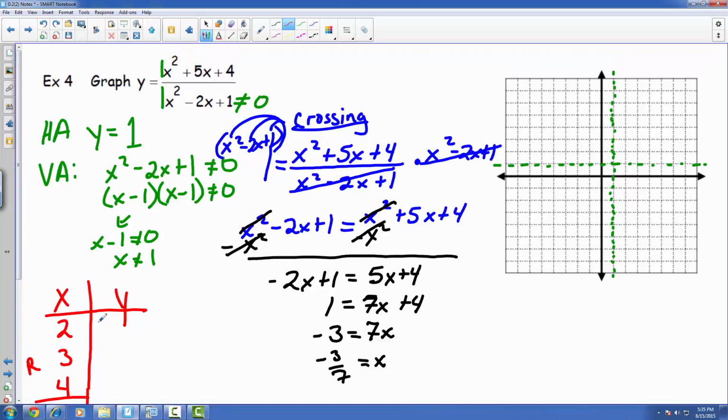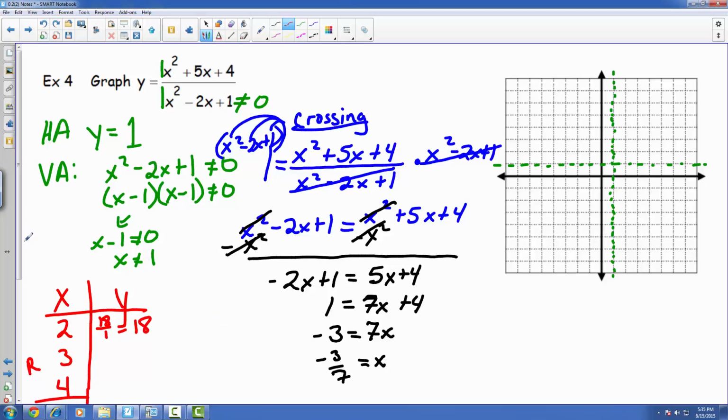we just end up with 2 squared is 4, plus 5 times 2 is 10, so 4 plus 10 is 14, plus 4 gives us 18 on top. On the bottom, when you plug 2 in, you end up with 4 minus 4, so that's just 0, plus 1 is just 1. So we actually end up with 18 over 1, which is just 18.